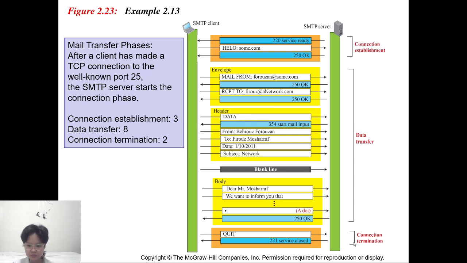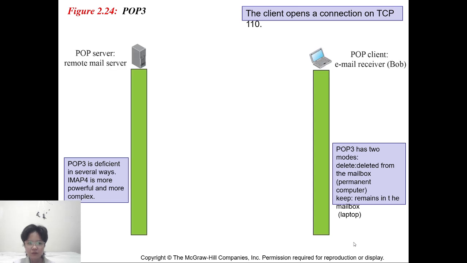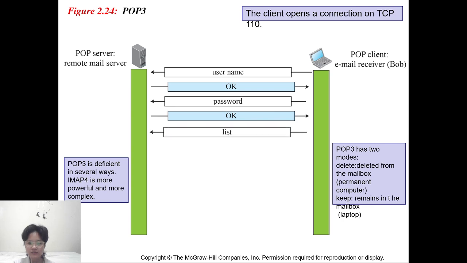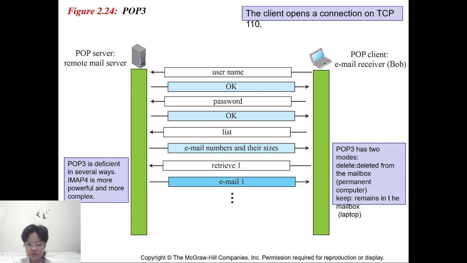The connection termination. For picture 2.24, POP3. The client opened a connection on TCP 110. The right side is client. Client sends username to the POP server. The POP server sends okay back, and then sends again, like this one.